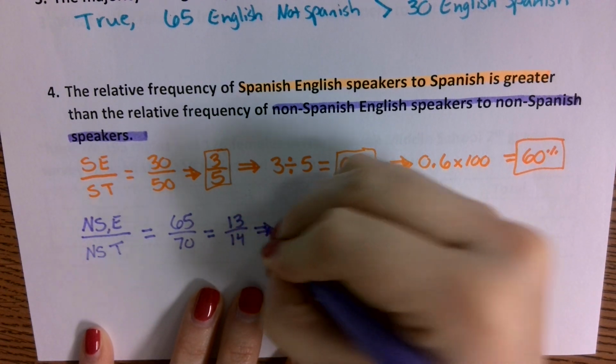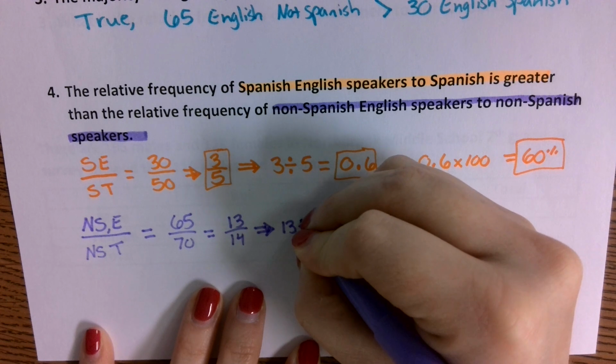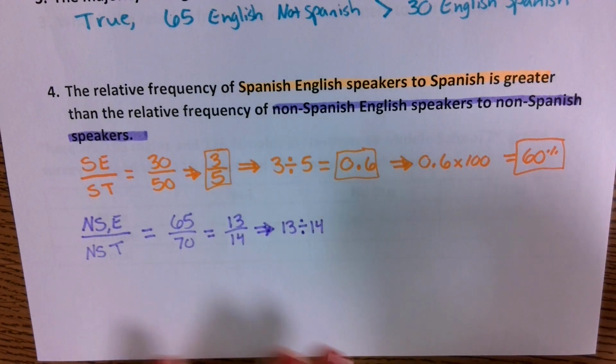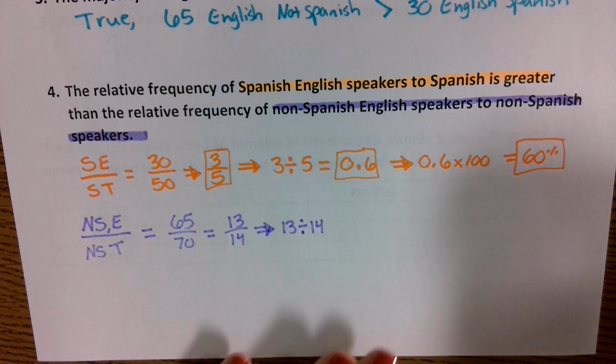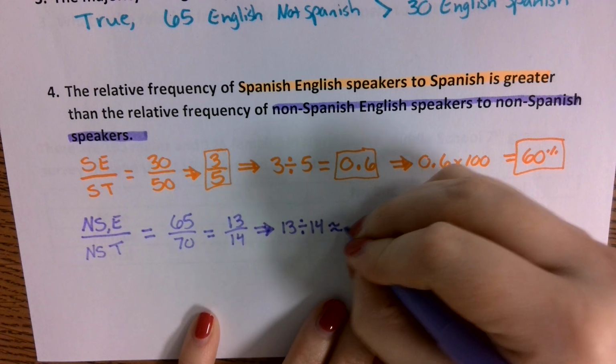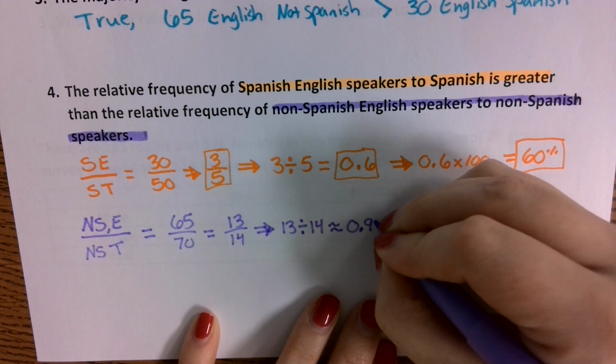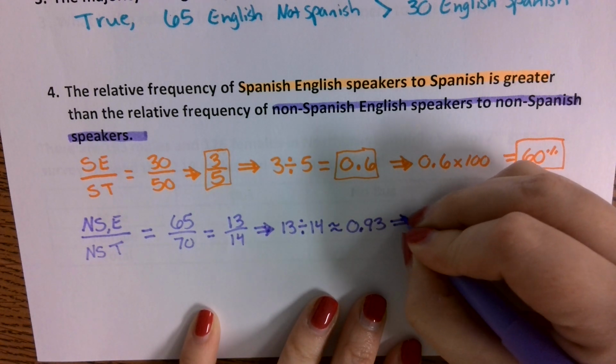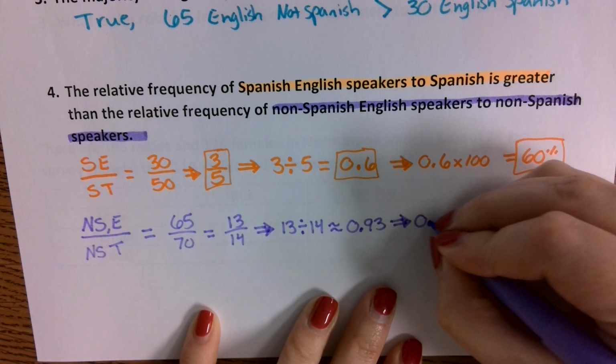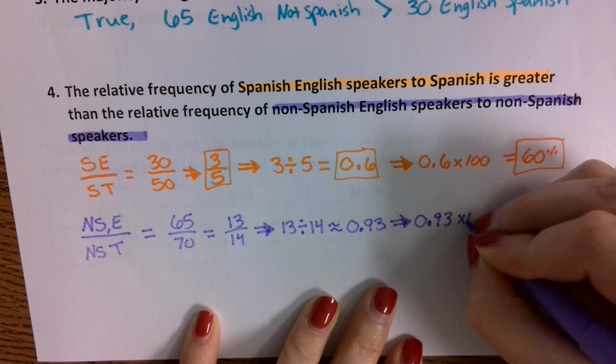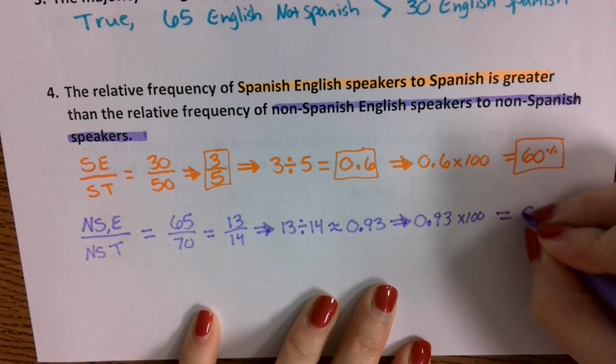And then you want to go ahead and convert. So we're going to do 13 divided by 14. It's always best to just go ahead and round it to the nearest tenth. That's going to come out to approximately 0.93. And then we want to convert it to a percentage. So we would take that 0.93 and multiply it by 100. That gives us 93%.